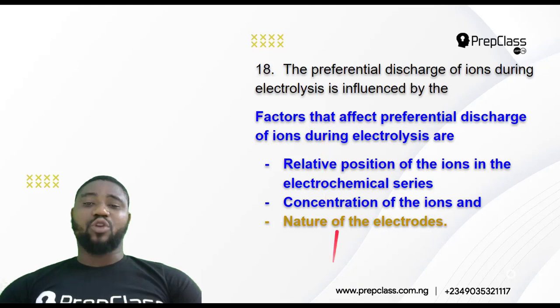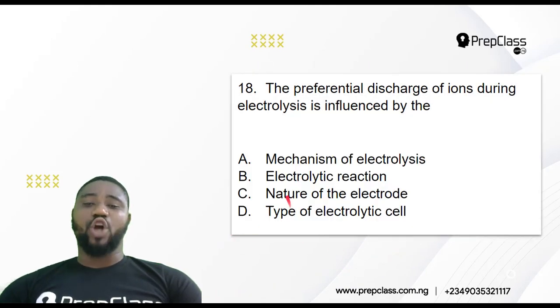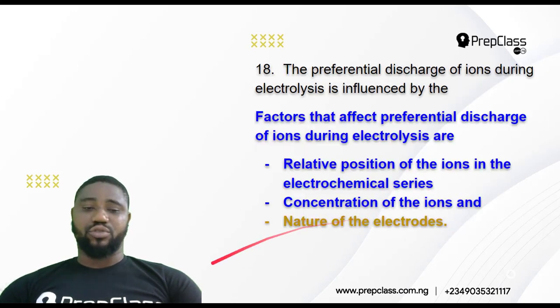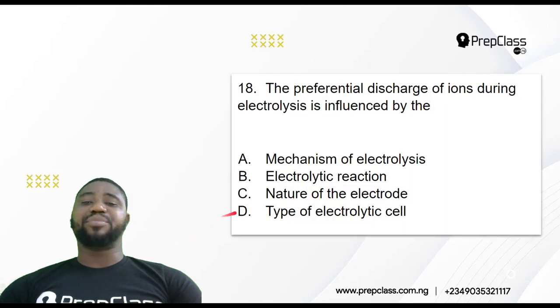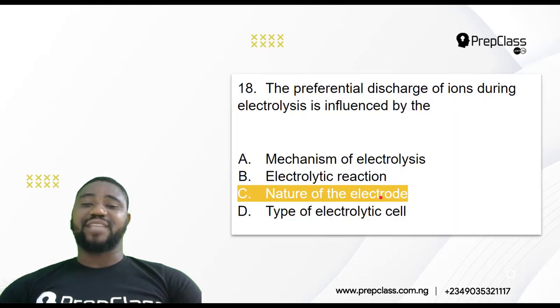So you can see that out of all this I just gave you, only nature of the electrodes appears in the option. I didn't say anything like mechanism of electrolysis or electrolytic reaction. I didn't say anything like type of electrolytic cell, but I mentioned nature of electrodes. And nature of electrodes appears in the option. So the correct answer is C, nature of electrodes. So out of all of them, only nature of electrodes affects the preferential discharge of ions during electrolysis.